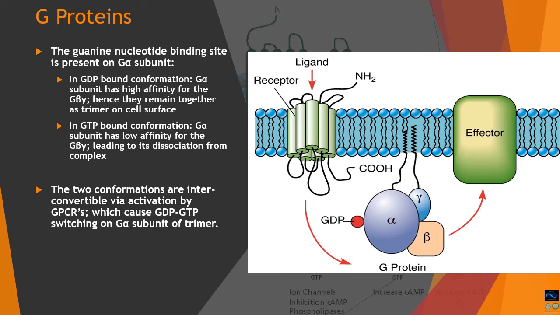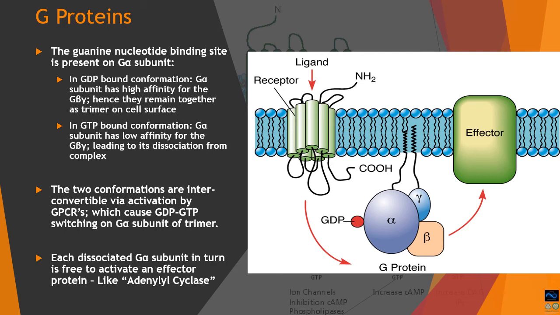This causes the GDP-GTP switching on the G-alpha unit of the trimer, and each then dissociates, and the G-alpha subunit in turn is then free to activate the effector protein. The effector proteins are different kinds of proteins depending upon the type of GPCR. For example, adenylyl cyclase is one of the effectors, which then relays the information of the activated alpha subunit of this G protein.